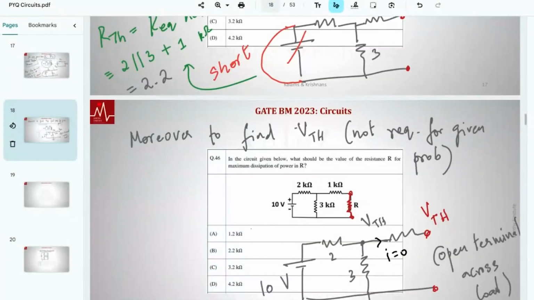Let's in fact erase this. Let's erase all of this. Just how do you find VThevenin? I'm giving you an example. Or do you have a doubt, sir?